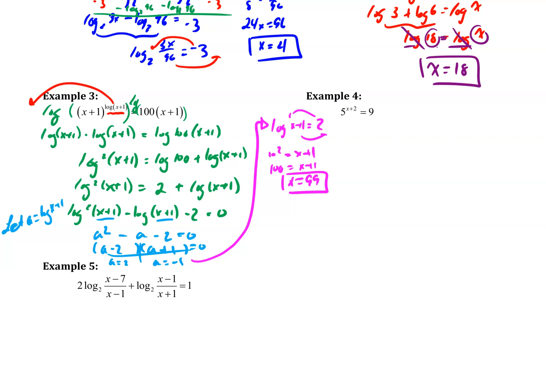Or the log of x plus 1 could equal negative 1, because we have a is negative 1 also. So again, rewriting in exponential form, I've got 10 to the negative 1 is equal to x plus 1. That's the same thing as 1 over 10 is equal to x plus 1. If I subtract the 1, I'm going to get 1/10 minus 10/10. So that's going to be x is equal to negative 9/10.